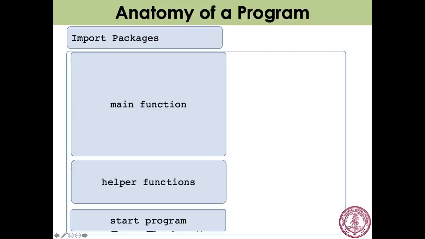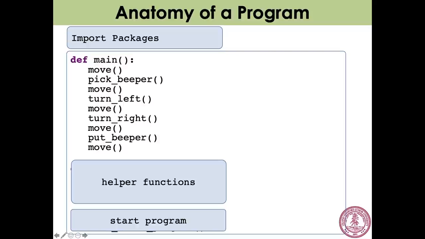First, it has this thing called a main function. Then it has what we call helper functions. Then it has some code that tells it to start the program. The main function looks like def main, open close parentheses, followed by colon, and then the list of commands that will be executed when you start.